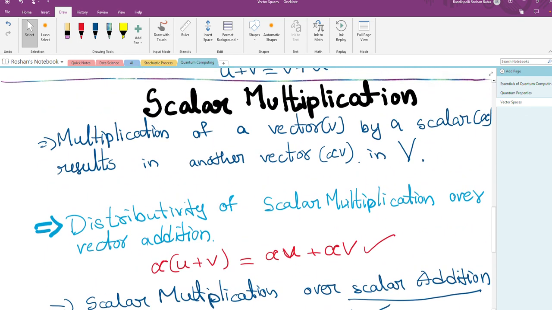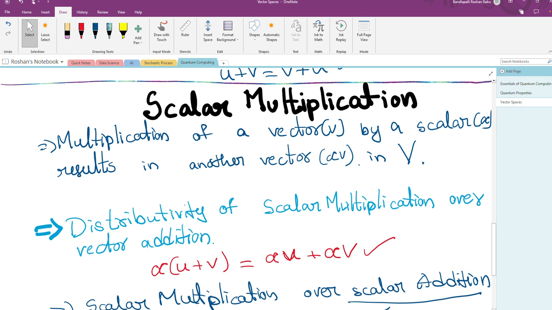That's it for the day. In the next lecture, we'll focus on inner product in quantum computing, and later we'll proceed with linear combination of vectors and so on.